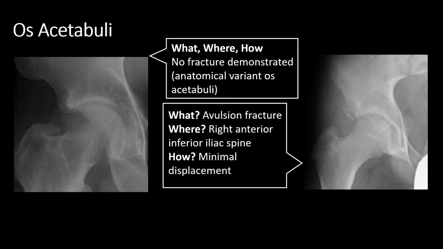So, on the left, what, where, how? No fracture demonstrated. Anatomical variant os acetabuli. On the right, what is it? Avulsion fracture. Where? Right anterior inferior iliac spine. How? Minimal displacement.